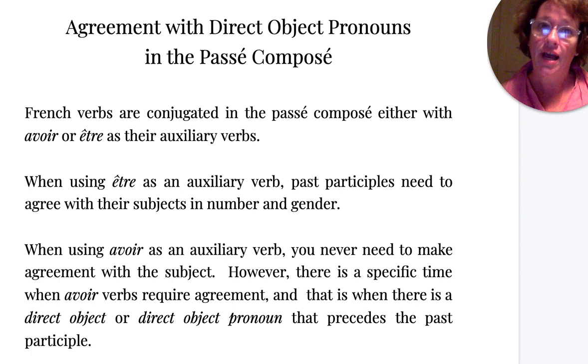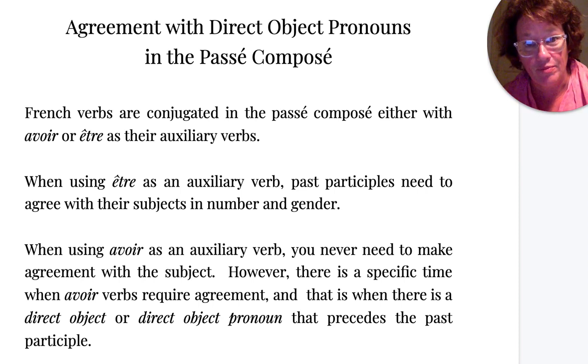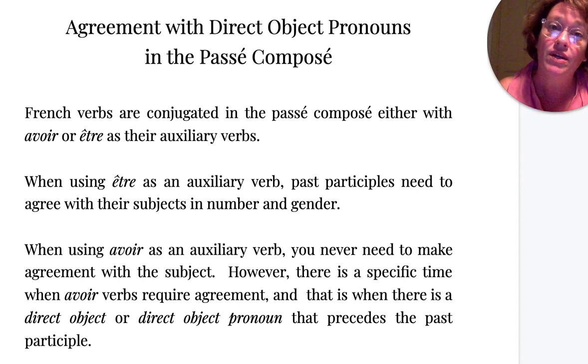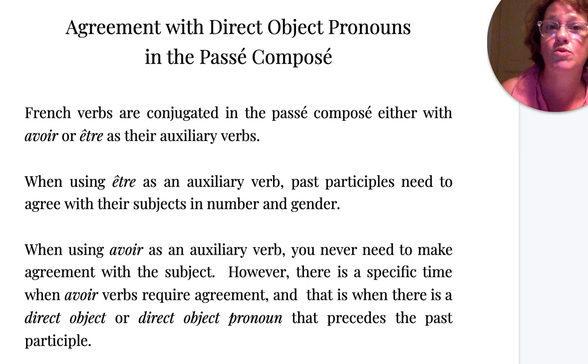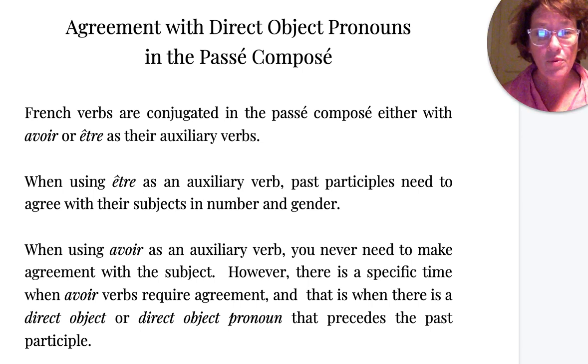So up until now we've pretty much talked about making agreement on the past participle between the subject or subject pronoun and the past participle when your auxiliary verb is être. So that hasn't changed, all right? There's still a few little rules about reflexive verbs with body parts and that kind of thing where you don't make agreement. But today what we're talking about is something completely different. I hope it doesn't blow your mind.